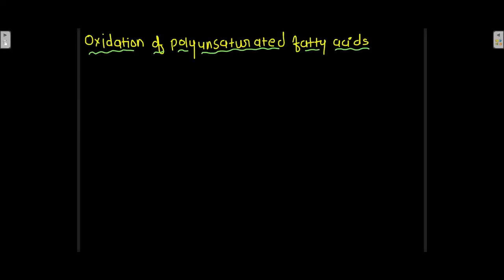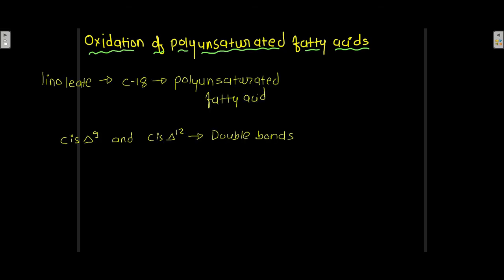Oxidation of polyunsaturated fatty acids. Linoleate is a polyunsaturated fatty acid which has 18 carbons in it and has cis delta 9 and cis delta 12 double bonds in it. So we are considering a polyunsaturated fatty acid, and we have considered this linoleate.